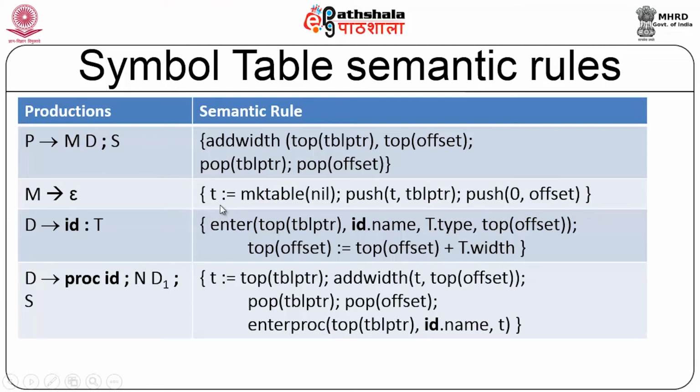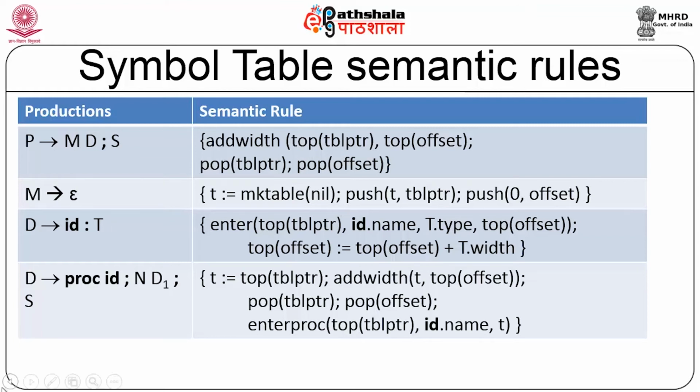So, what does it basically do? It creates a table using the make table function whose argument is nil here. Now, normally what is the argument of make table? Make table will contain the argument of the previously created symbol table. That is, the calling function's symbol table will be there as part of the make table function. Where will I get it from? To do that, we need to know the stack of table pointers.